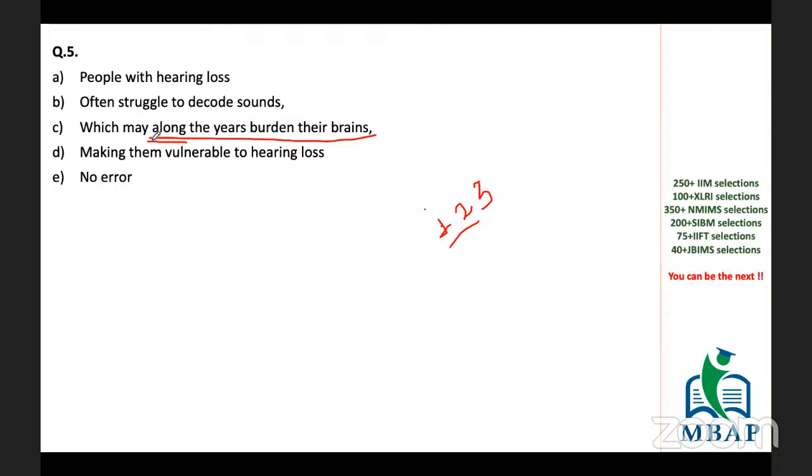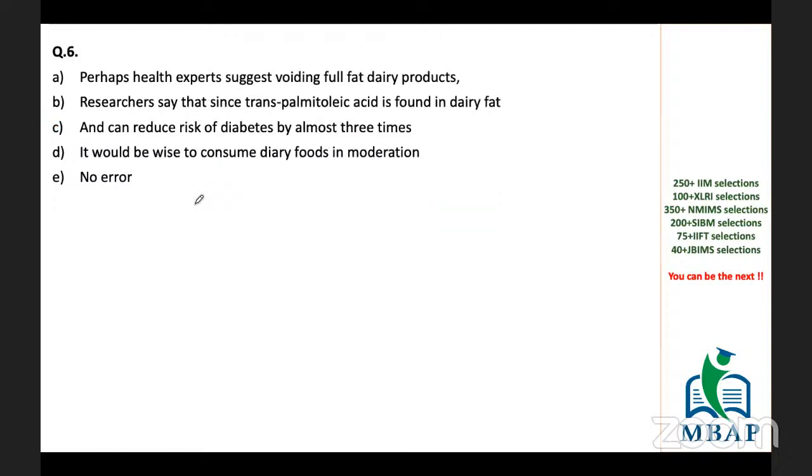So here the correct one will be: it should be over, not along. It is not going along with time, it is eventually increasing. That's why C will be the answer. Correct, Lata. Your answer is absolutely correct. C is incorrect. It is over the years, not along the years. Next.